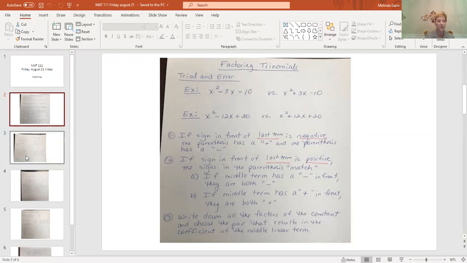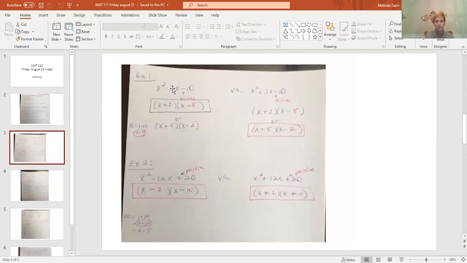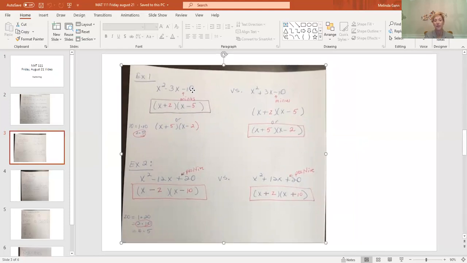All right, look at this first example. Here's what I'm talking about. X squared minus 3x minus 10. All right, do you see that there's a minus in front of my last term? Now remember, what does your step say over there? When there's a minus in front of that last term, when it's negative, then you've got one of each. You've got a plus and a minus. So that's how I know that one parenthesis has a plus and one has a minus.